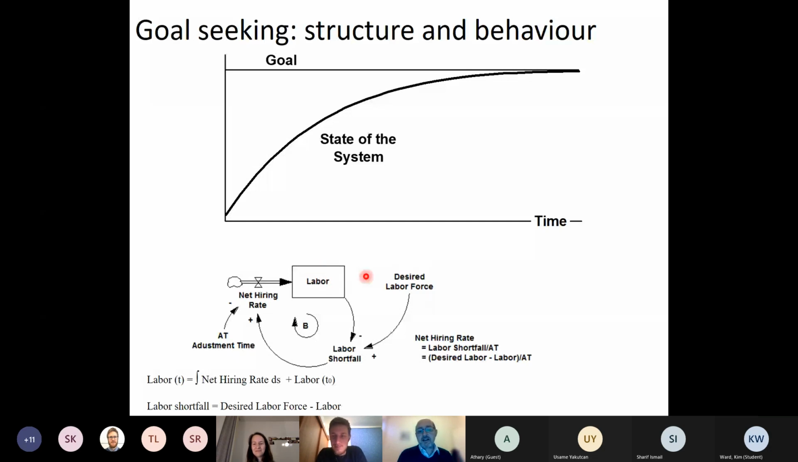So basically, a decision maker makes a comparison between what you need, the desired labor, minus what you have, the labor here. And it's a gap, right? It's a shortfall. And the same comparison may happen with the thermostat. This is the desired temperature. This is the temperature in the room. There is a difference in that temperature.